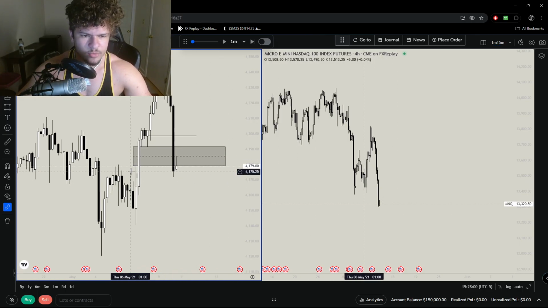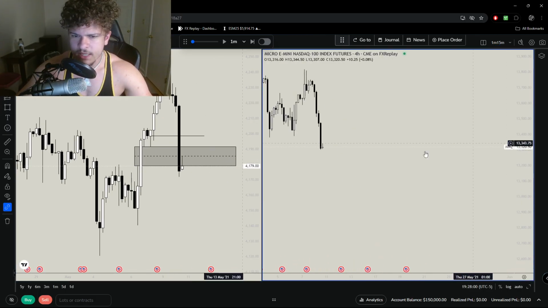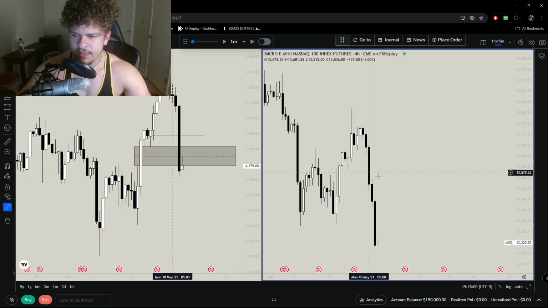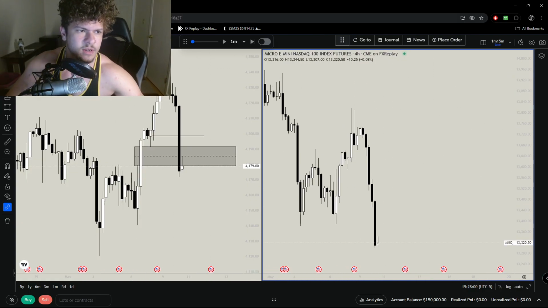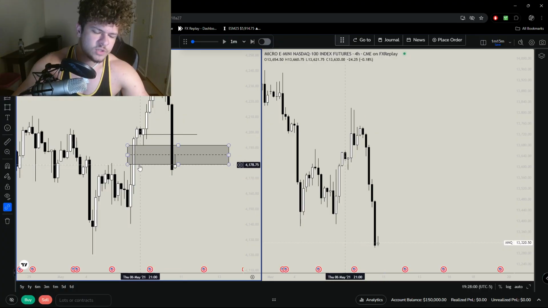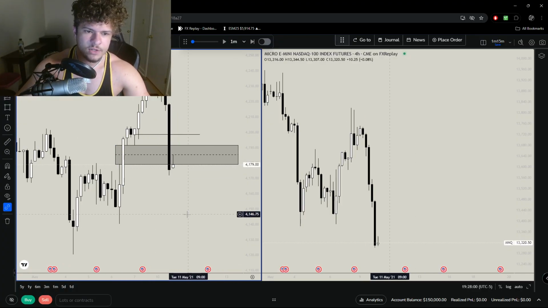I should have all my presets saved on this, but I just don't. I would mark this out on both ES and on NASDAQ, but NASDAQ actually doesn't have it. So we have a change in the state. We also inverse a 4-hour fair value gap that we're tapped into now.